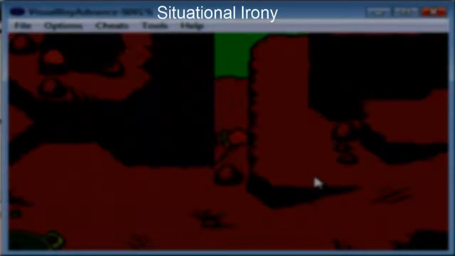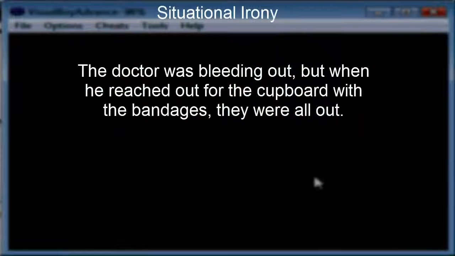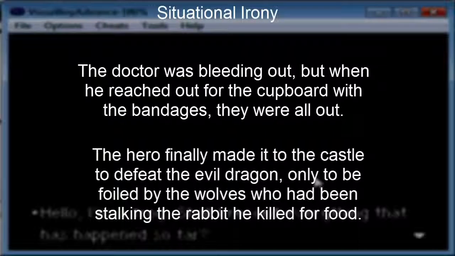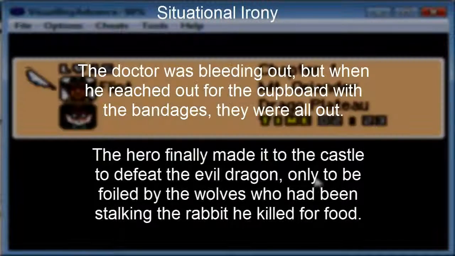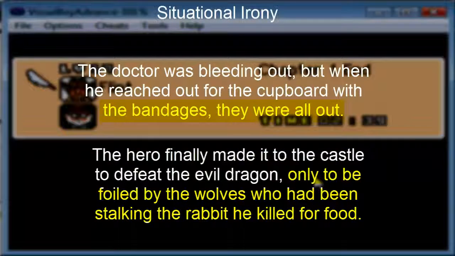Some examples of situational irony are: the doctor was bleeding out, but when he reached out to the cupboard with the bandages, they were all out. And the hero finally made it to the castle to feed the evil dragon, only to be foiled by the wolves who had been stalking the rabbit he killed for food.